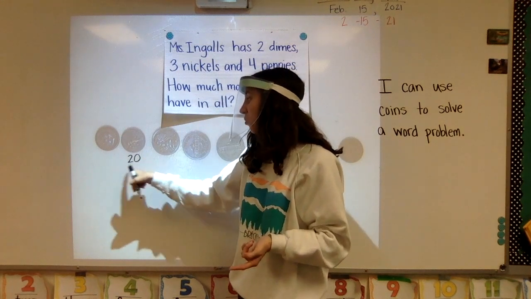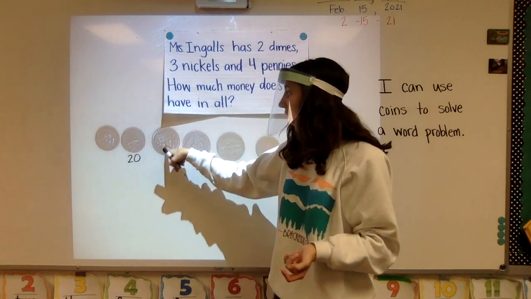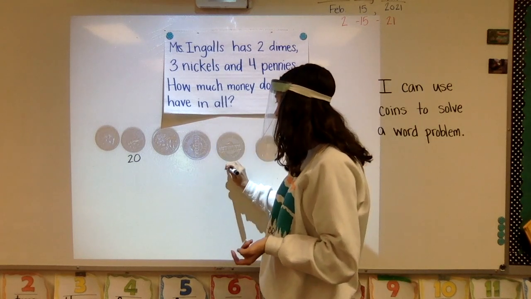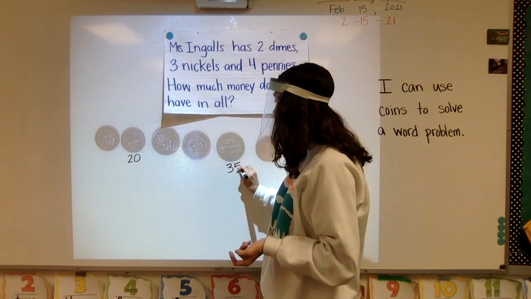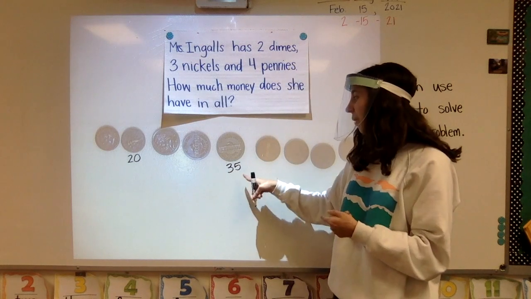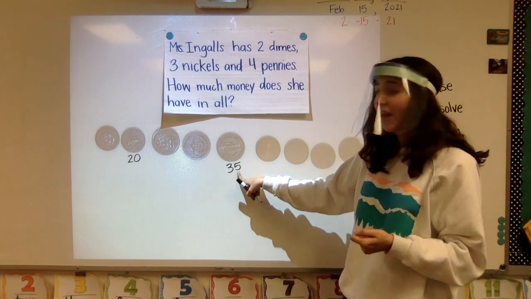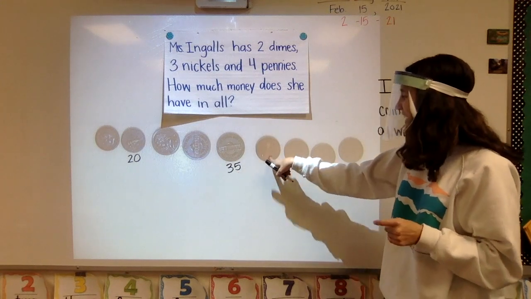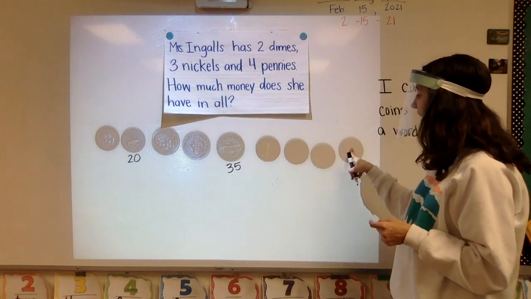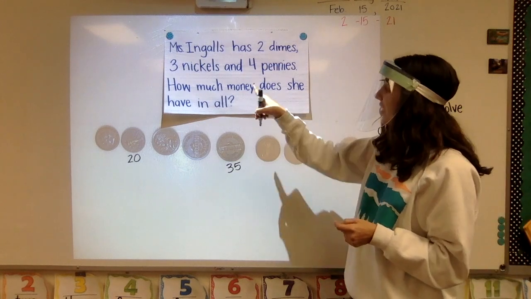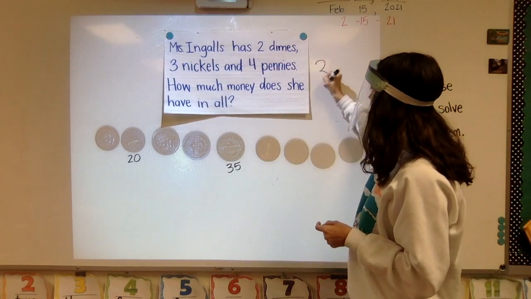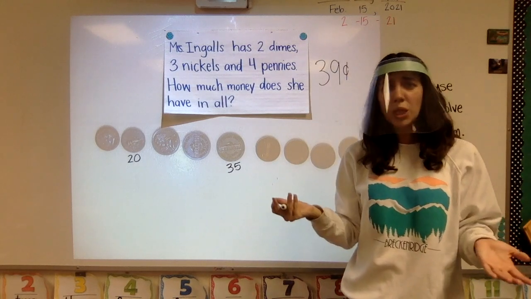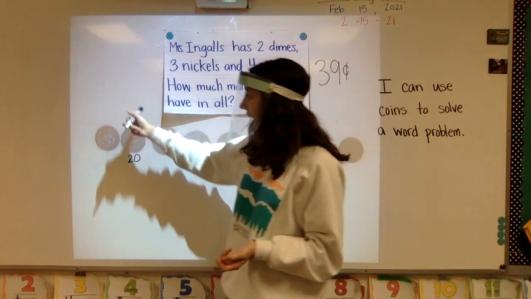So I'm starting at 20, and we go 25, 30, 35, and then I'm going to write 35 here just in case I lose my place and need to go back. So I have 35. Now I'm going to count by ones. 35, 36, 37, 38, 39. So Miss Ingalls has 39 cents in all.